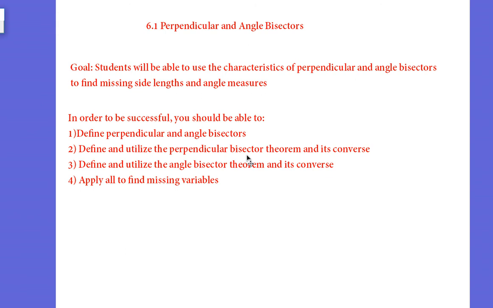We are opening up a new section here, and the goal of this section will be to use characteristics of perpendicular and angle bisectors to find missing side lengths and angle measures. Specifically in this video, we are going to define what a perpendicular bisector is, and we are going to define and utilize the perpendicular bisector theorem as well as its converse to find some missing side lengths. So let's dive right on in.